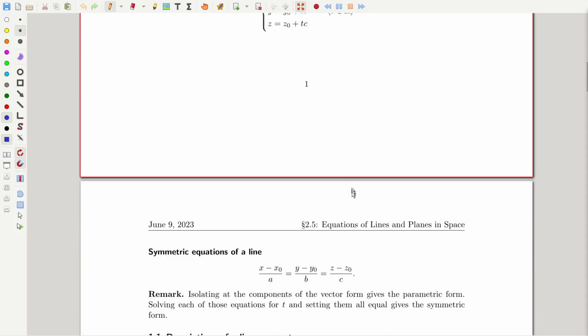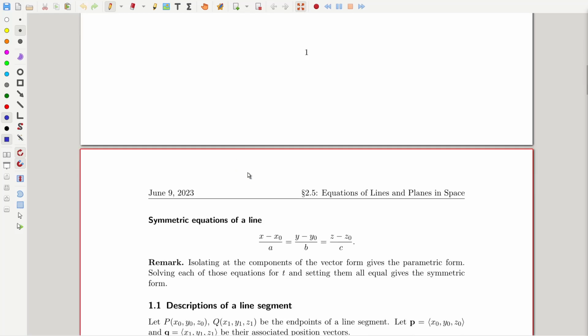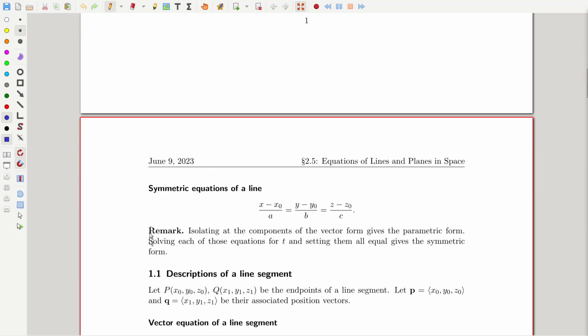The last form is the symmetric form. In order to get to that, you take the parametric form and then you solve each of the equations for t. So we end up subtracting the x naught and then dividing by a, for instance, and that is equal to t. And then you do that with the others, and you get this form of a line. Okay, and that is what I've remarked below.